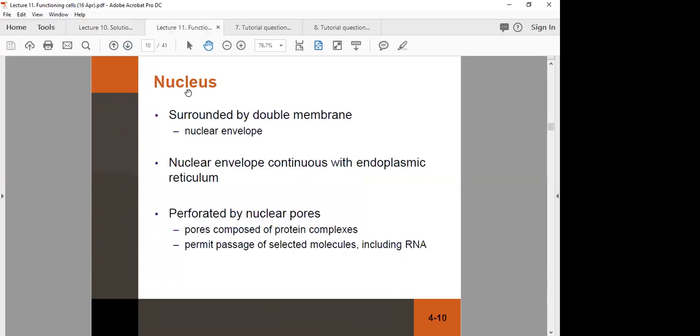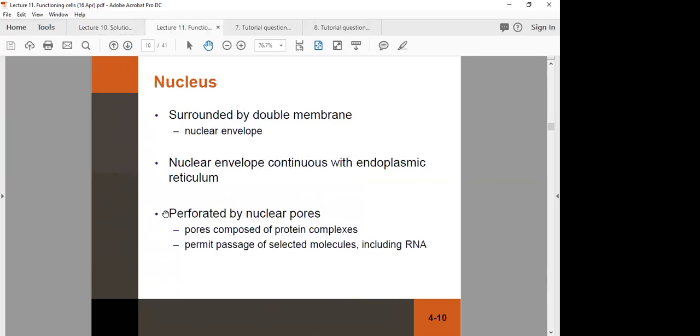All right, let's take a look at the nucleus. The nucleus is an organelle. It is an organelle because it's enclosed, it's surrounded by a membrane, but not just one membrane, it's surrounded by a double membrane, and that double membrane is called the nuclear envelope. The nuclear envelope is continuous with the membrane of another organelle called the endoplasmic reticulum, so they are always associated together. The nuclear envelope is perforated by these tiny pores called nuclear pores.